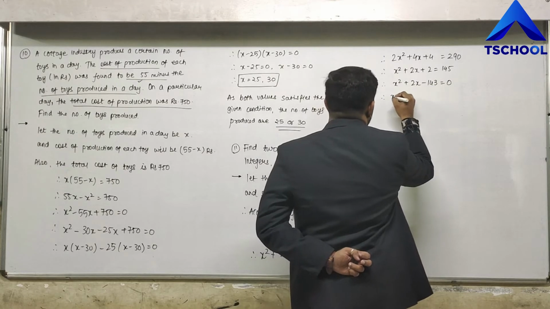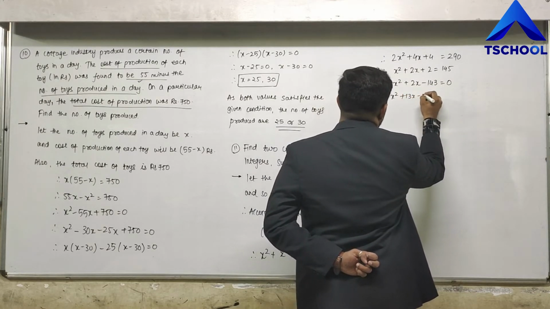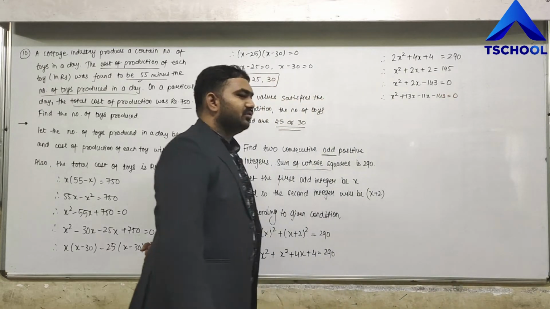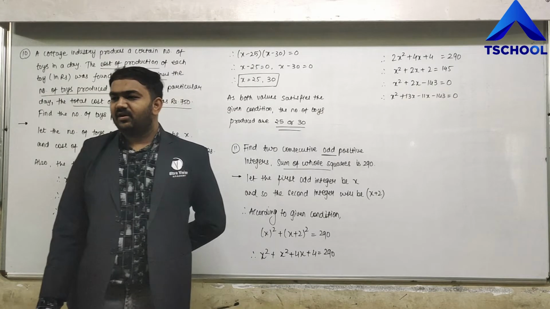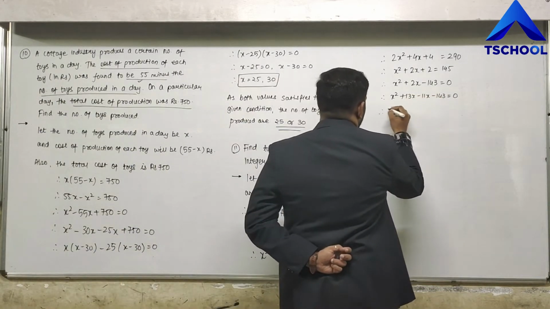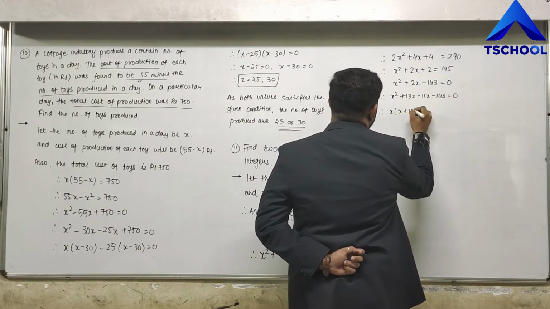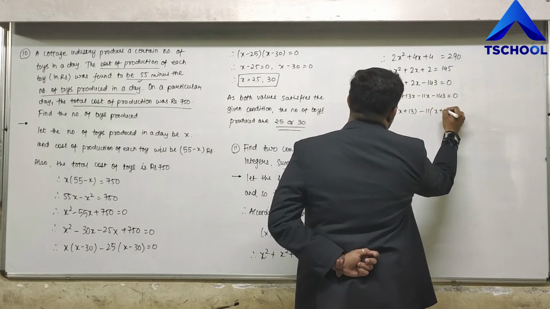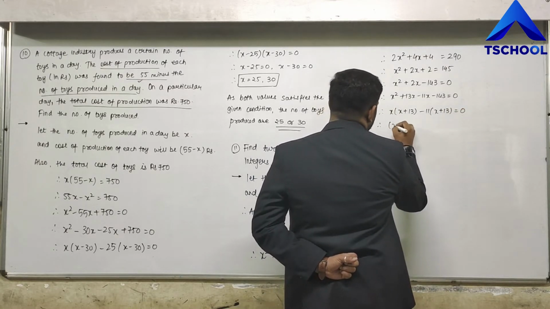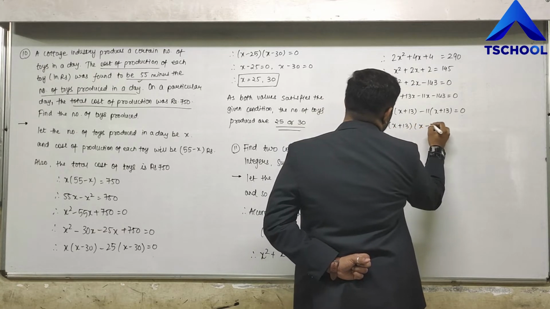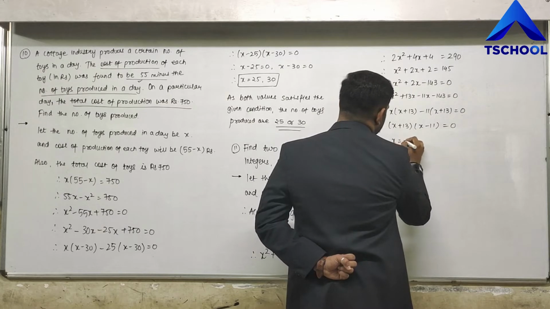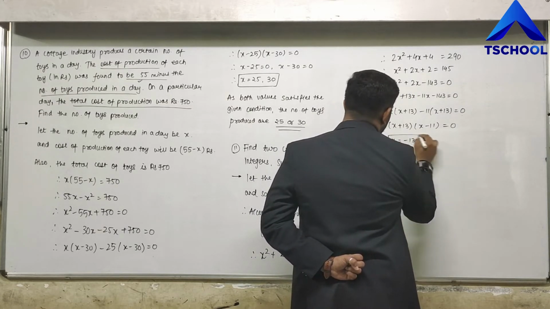Therefore the factors: x square plus 13x minus 11x minus 143 equal to 0, right? Factors will be 11 and 13 because 11 into 13 is 143. Therefore we take x common from the first and second terms, minus 11 common from the third and fourth terms, which is equal to 0. Hence (x plus 13) into (x minus 11) is 0, and hence we get x equal to minus 13 or x equal to 11.